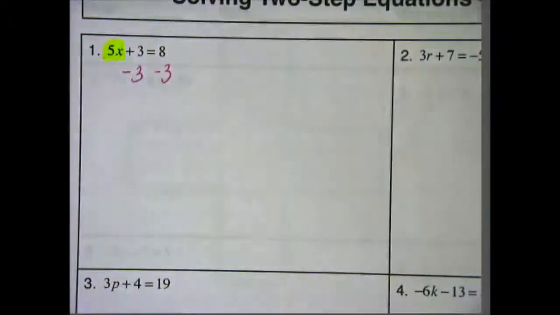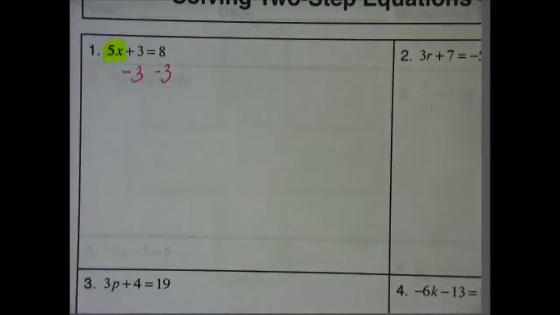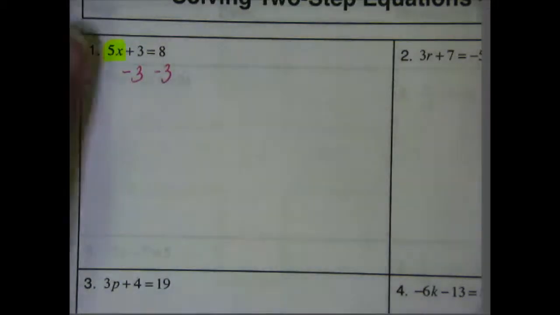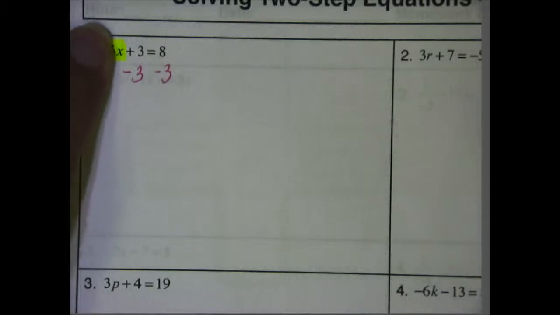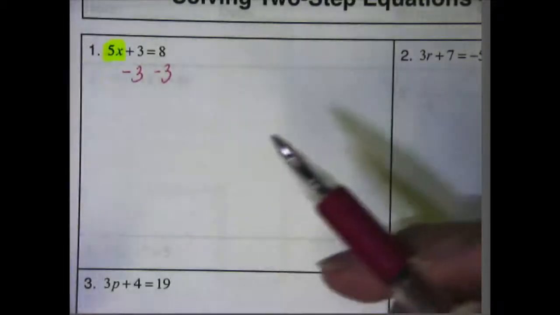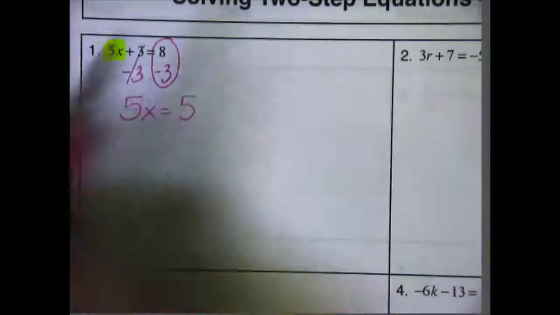If you're not sure about this, you might want to go back and look at last week's lesson on solving one-step equations to remind yourself about that. Now remember, last week we wouldn't have had the 5 here. We would have had x plus 3 equals 8 and subtracted 3. But here we're adding one more step. So we know that these are going to cancel. 8 minus 3 is 5, so that leaves us with 5x on this side. 8 minus 3 is 5 on this side.